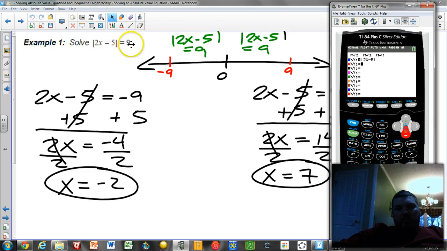The right hand side of the equation goes in y2. And again, take just a brief second, make sure you typed in everything correctly. Once you have, go and hit graph.